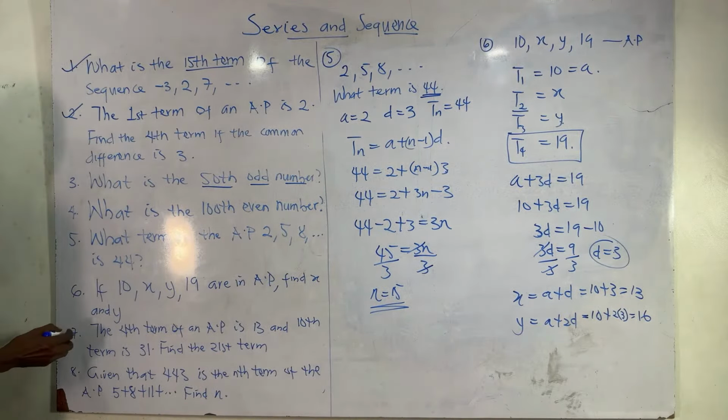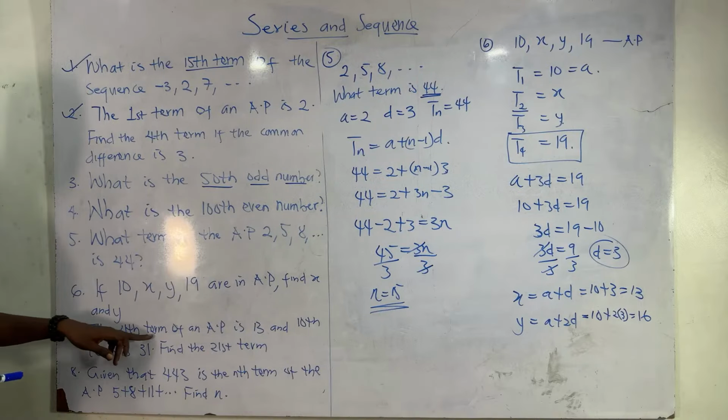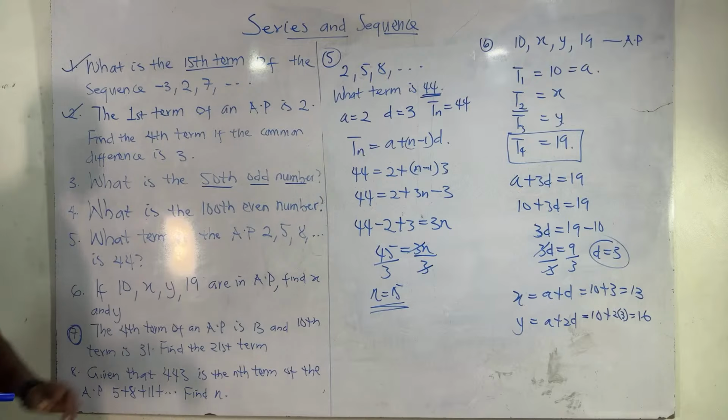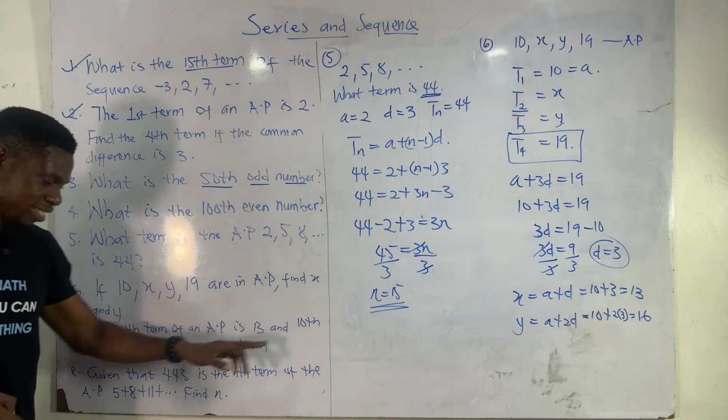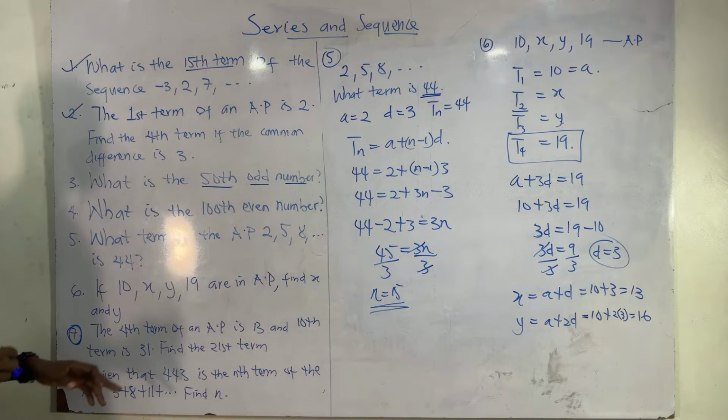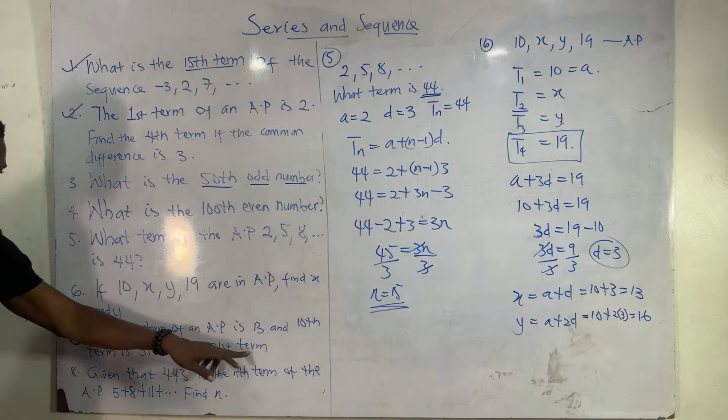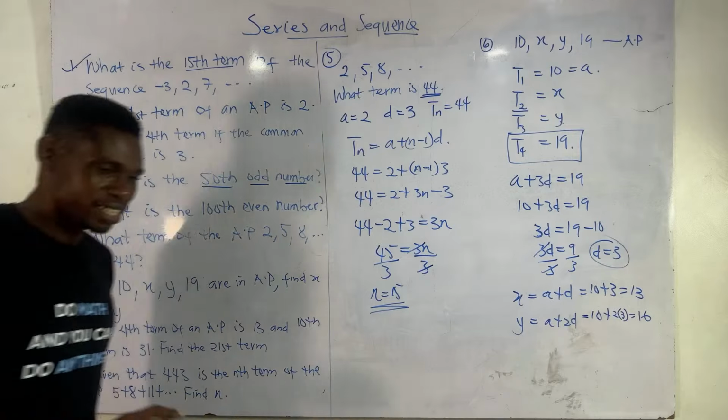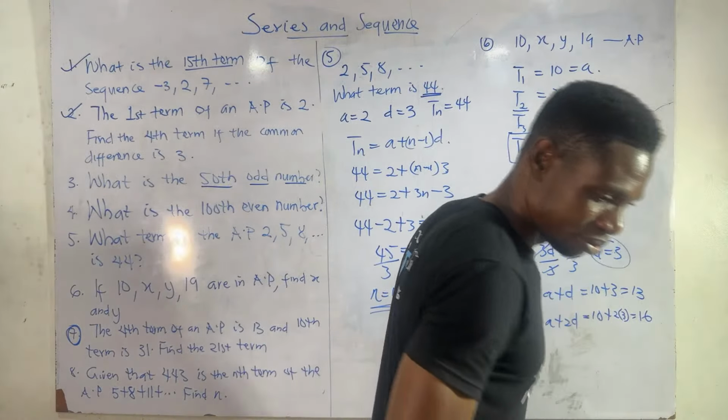This is number 7. It says the fourth term of an AP is 13 and the 10th term is 31. So no first term, no common difference. It says find the 21st term. So this one, let's analyze it together.